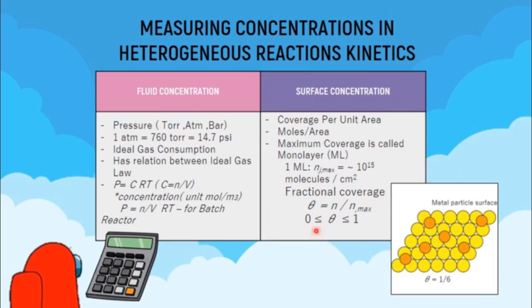Okay, this is an example of the fractional coverage for a metal particle surface. If we count, the yellow ones are about 30 and the orange ones are 6. If we calculate the answer, theta is 6 divided by 30 plus 6, because n max includes both the yellow and the orange, so 6 divided by 36. The answer is 1/6.